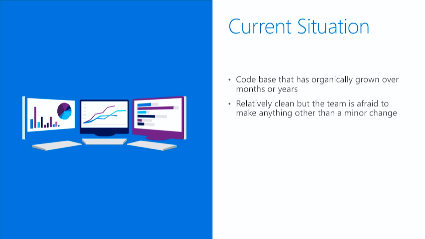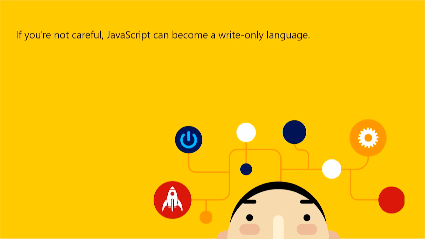So imagine, if you will, that this is what our current situation is. We have a code base on our application that we've been working on as a developer that has organically grown over months or maybe even years. Now, the code in our code base is relatively clean. We've done a good job maintaining it. But even so, we kind of are afraid to make anything other than a minor change.